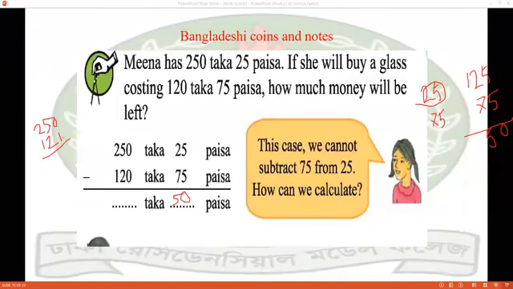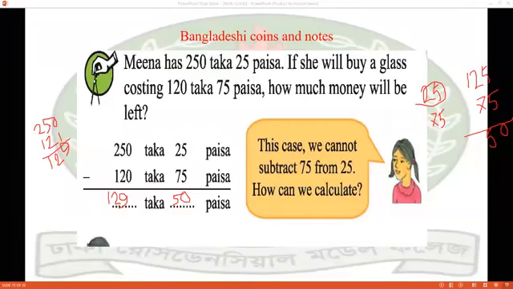So subtracting, there will be 0, so we have to take 1, so there will be 9. 1 we have to add with 2, so it will be 3. So when we subtract 5 from 5 we get 2, and so on. So we can write 129 taka and 50 paisa.